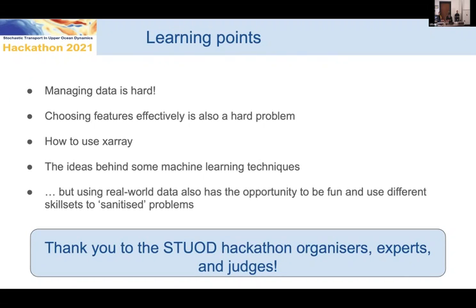And the main thing we learned was that everyone involved in STUOD, both the people participating, organizing, the academics involved, everyone was really great. Everyone was friendly and supportive and organized a great event, as I'm sure you found this week as well. So that was probably the main thing we took away from it.